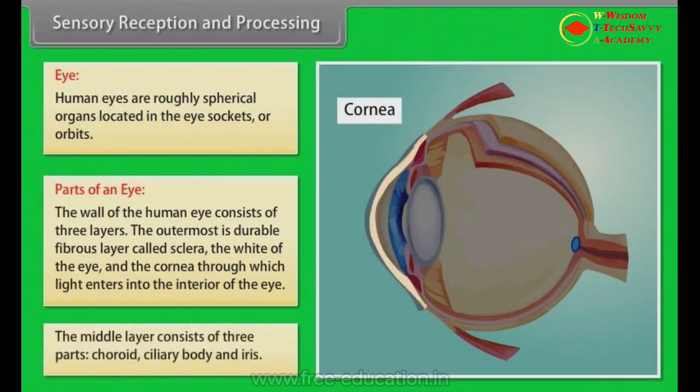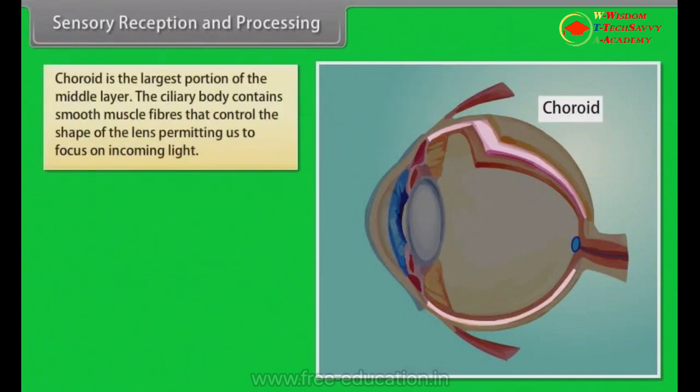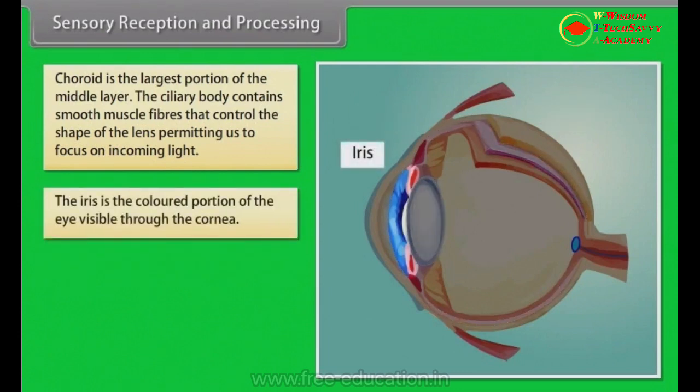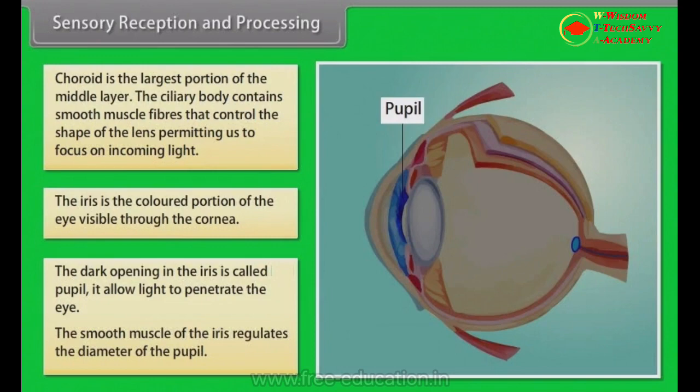The middle layer consists of 3 parts: choroid, ciliary body, and iris. Choroid is the largest portion of the middle layer. The ciliary body contains smooth muscle fibers that control the shape of the lens, permitting us to focus on incoming light. The iris is the colored portion of the eye visible through the cornea. The dark opening in the iris is called pupil. It allows light to penetrate the eye. The smooth muscles of the iris regulate the diameter of the pupil.